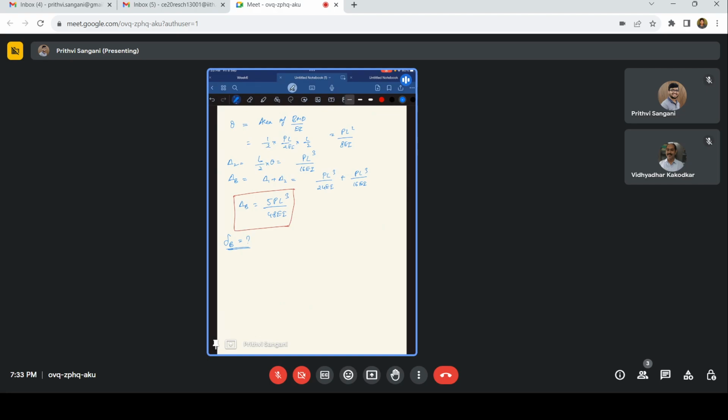So I'm just calling this as VC or HC. Let me call it HC. HC is going to be equal to 0.4 WL, and MC is going to be equal to 0.23 WL square.